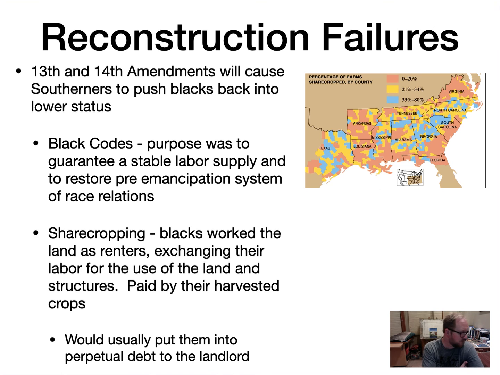Some of the big failures of Reconstruction, here they are. Obviously, the 13th and 14th Amendments could be seen as long-term successes. However, the enforcement of those would absolutely fall under failures. Even though blacks got their freedoms and civil rights, they were immediately put into secondary class citizenship right away in the South. Black codes were created to basically guarantee that blacks stay close to the plantation system and are there as a labor supply, and restore pre-emancipation systems of race relations.